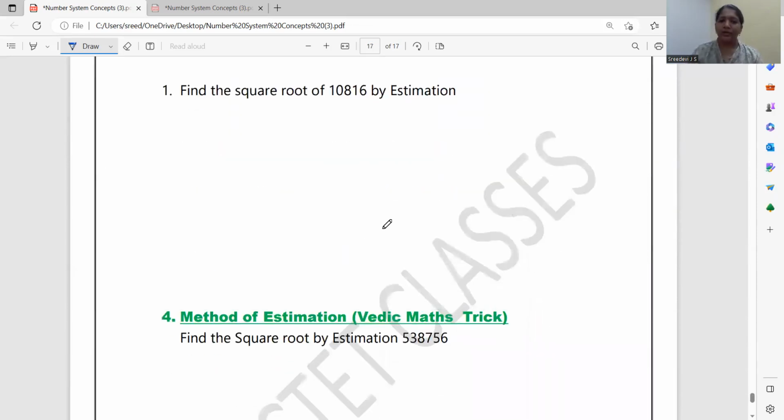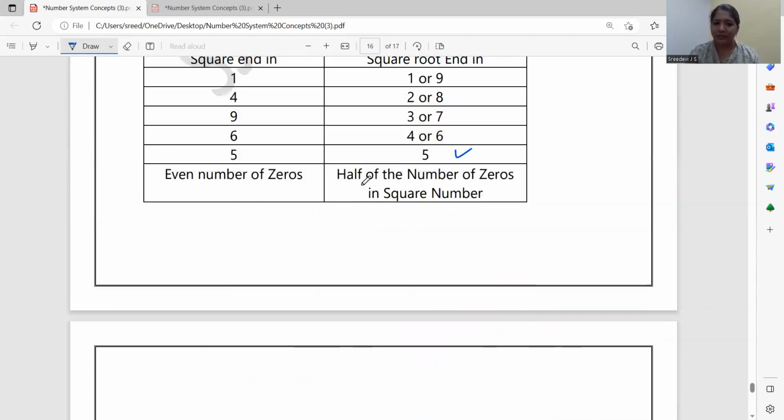Find the square root of 10816 by estimation. For estimation, what do you have to do? We have the number 10816. First we put a comma, pairing from the right end to the left, so 16 I have paired here. And I'm going to think about what unit digit of the square root can come if the square number has 6 in the unit place. See here, if 6 is coming in the unit place, what are the possibilities? Either 4 or 6, right?